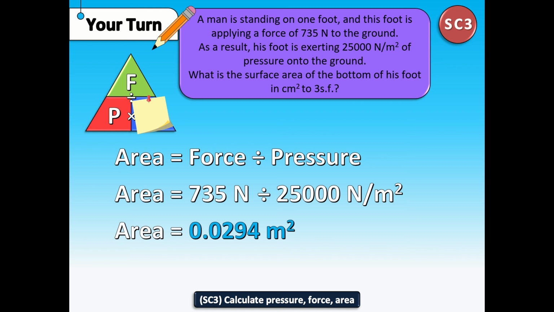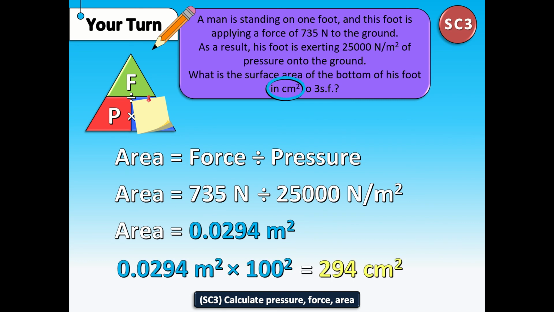So that's 0.0294 meters squared, which we now need to convert to centimetres squared. So to go from meters to centimetres, we times by 100. So to go from meters squared to centimetres squared, we need to times by 100 squared. So that's 294 centimetres squared.